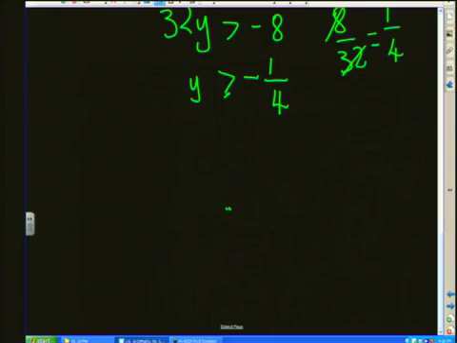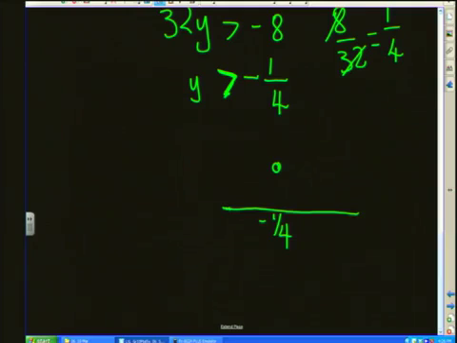Okay, so all the values to the right of minus a quarter. So to put this on a number line, we're going to have minus a quarter there. And it's just greater than, guys. So this is what I was saying. If we don't have an equal to sign, we're going to start with an open dot.